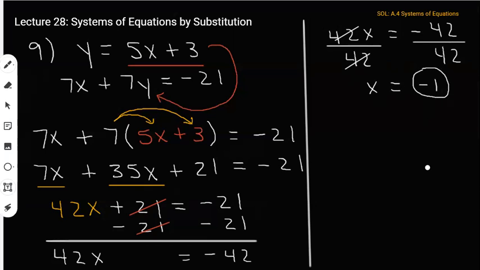To find my y value, I've got to plug back in. And you can either use the top equation, which is usually the easiest, or you can choose the bottom equation. So I'm just going to rewrite the top. Y equals 5x plus 3. And I'm going to let x be what I just found, that negative 1. 5 times negative 1 plus 3. Let's see what that is.